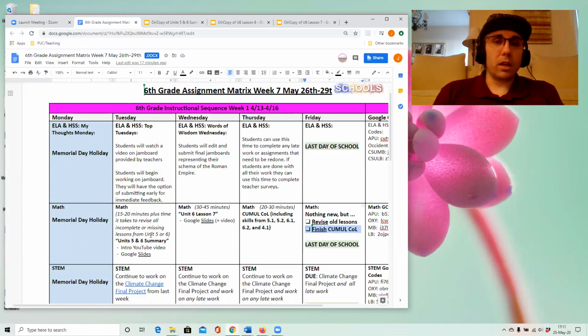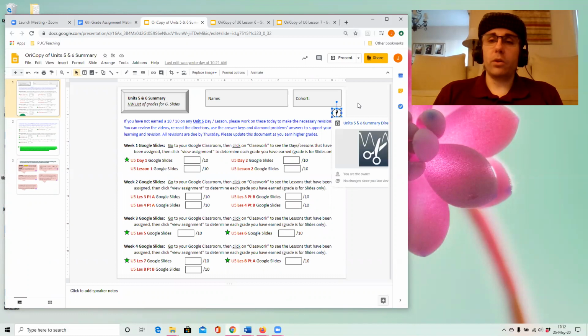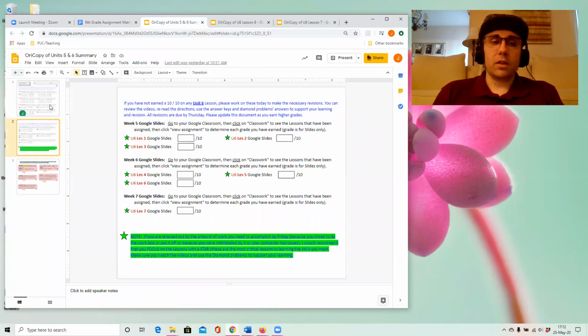To begin with, the Unit 5 and 6 summary. That's going to look like this. In the Unit 5 and 6 summary, you'll see a recording right here. You can click on the recording and it will give you the directions for what to do on both of the two slides, or you can read it for yourself. The first slide is all Unit 5. The second slide is all Unit 6.